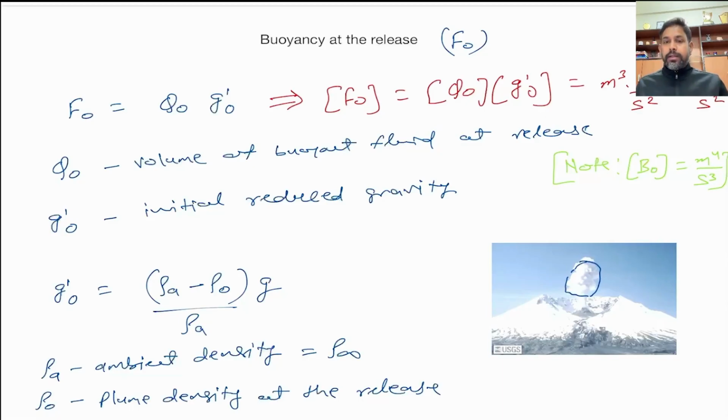So B naught was relevant for continuous injection because that was the rate with which buoyant fluid was released, whereas in this case we are not releasing continuously, and that's why we are just concerned about a fixed volume or fixed buoyancy of the released fluid, and that is why we define buoyancy at the source, that is F naught. All right, so now let's go ahead and try to derive the mass conservation equation and momentum conservation equation for this kind of plumes.